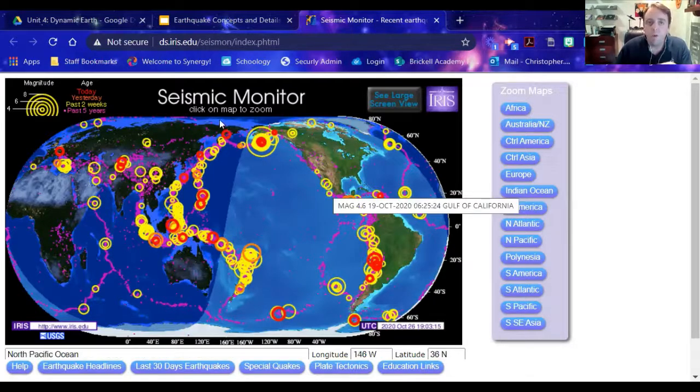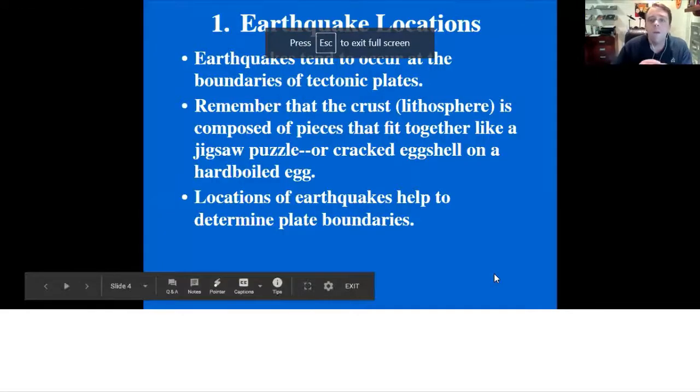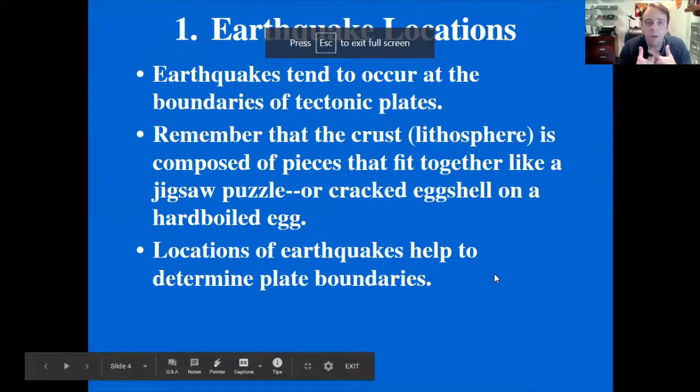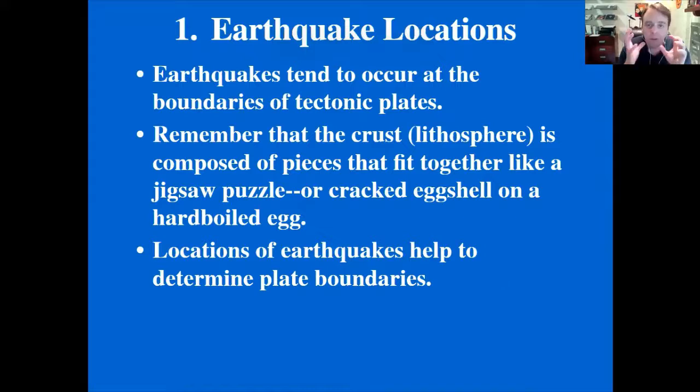Most earthquakes happen along these plate boundaries. So they tend to occur along the boundaries of tectonic plates. Please remember that the crust or the lithosphere is composed of pieces that fit together like a jigsaw puzzle, like a cracked eggshell on a hard-boiled egg. The locations of those earthquakes tell us where those plate boundaries are.